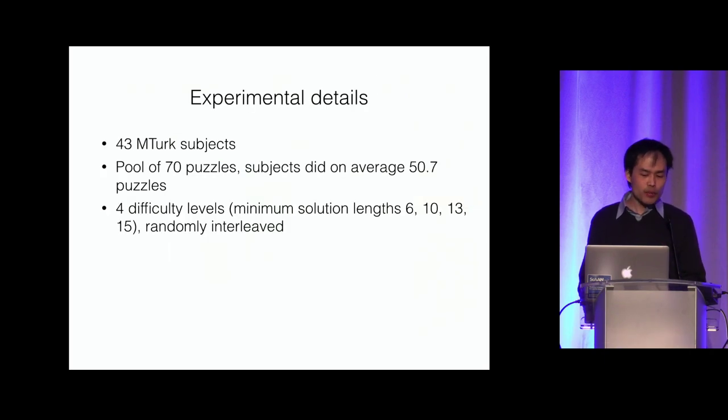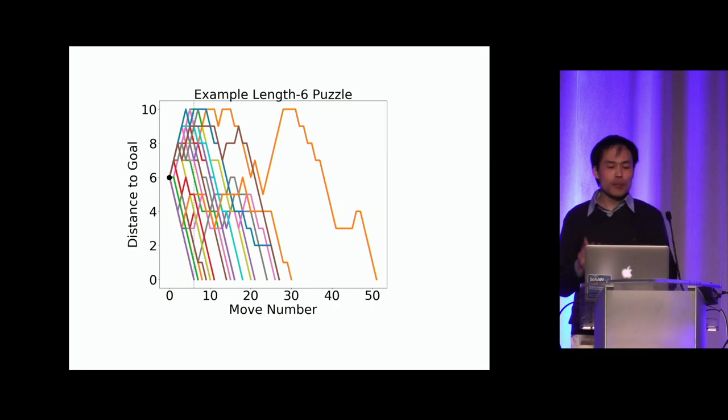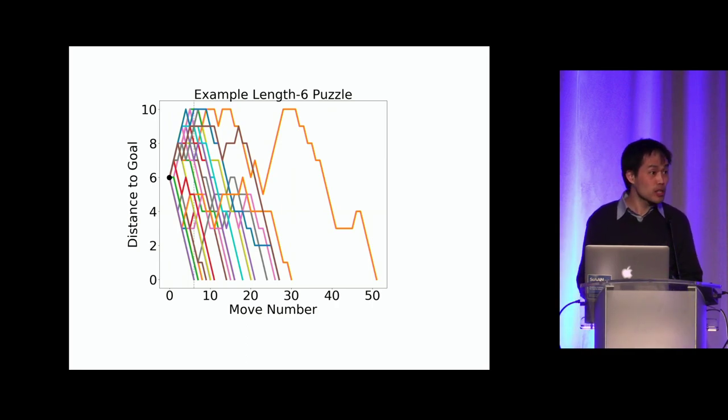So we ran this experiment on MTurk, 70 puzzles, people did on average 51, and we had 4 different difficulty levels. Here you see people's solutions in a puzzle of the lowest difficulty level. So you can, in principle, solve this in 6 moves. So the distance to go starts at 6, that's a black dot, and if you were optimal, you would just go straight down to 0, and some people do. And then there are poor participants who take 52 moves to solve a problem that could have been solved in 6 moves. So needless to say, there's a lot of individual variability here, and actually, I shouldn't be making fun of these participants because these are hard puzzles.